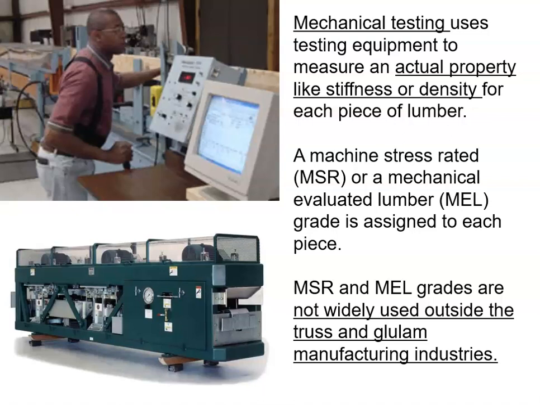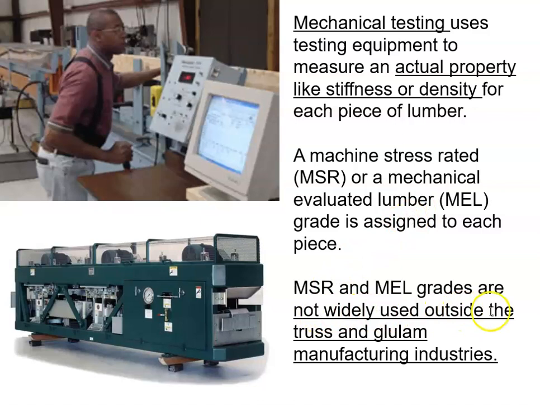And here's some machines that are used for mechanical testing. Okay, so equipment used to measure the actual property, like stiffness or density. So we have been discussing these in the class for each piece. So this is not visual, this is an actual property. So they're pushing and pulling on these things and determining what the actual property is. So they are machine stress rated or mechanically evaluated lumber.